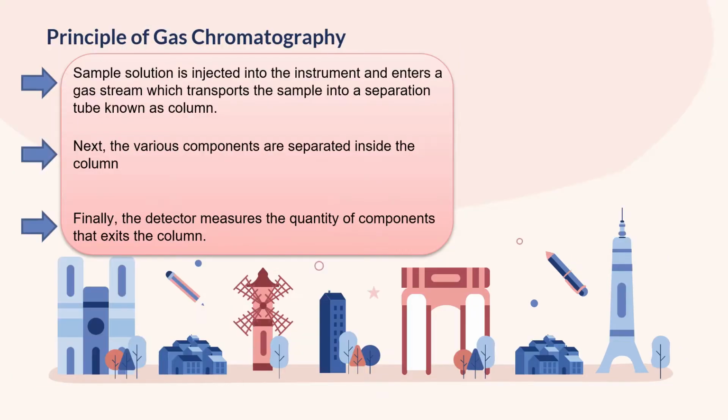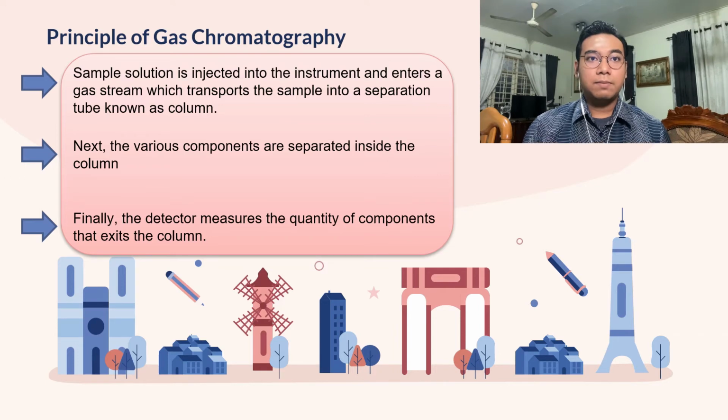Today I'm going to talk about the principle of gas chromatography. The sample solution is injected inside the instrument and enters the gas stream to transport the sample mixture into a separation tube called a column. Next, the various components are separated inside the column, and finally, the detector will measure the quantity of the components that exit the column.